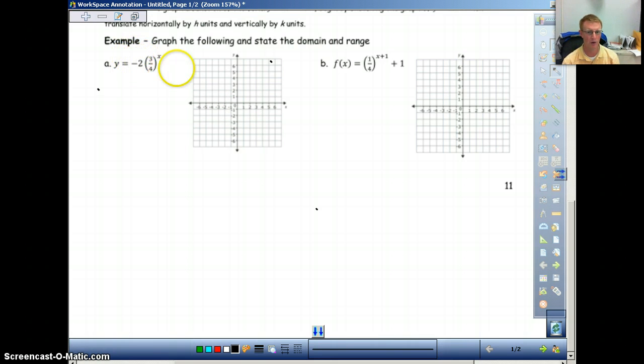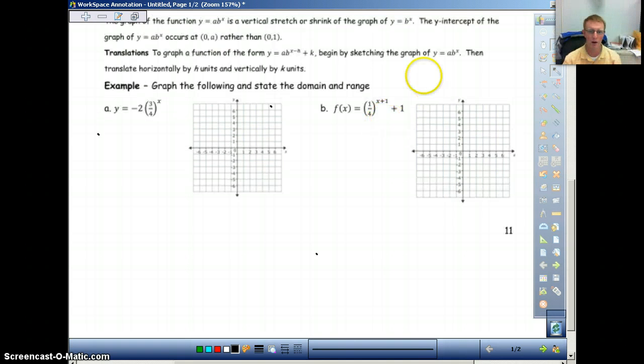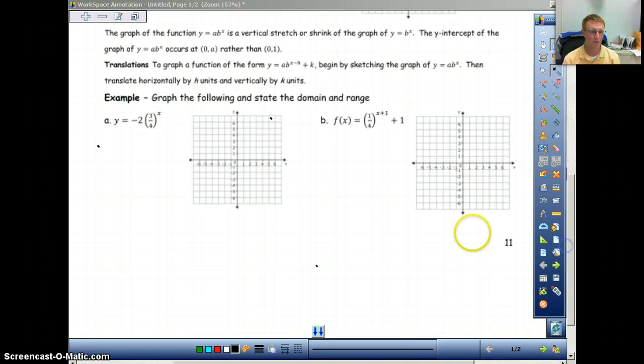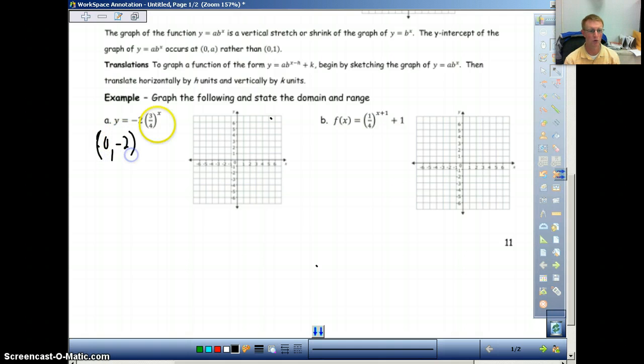So up here, the reason why we always started at 1 is because there is no a in this function. There's nothing out front. So down here, -2 is our a, so therefore our y-intercept is 0 comma -2. So that's our first point that we plot. And then our next point is going to be 1, but now it's going to be at -3/4 instead.